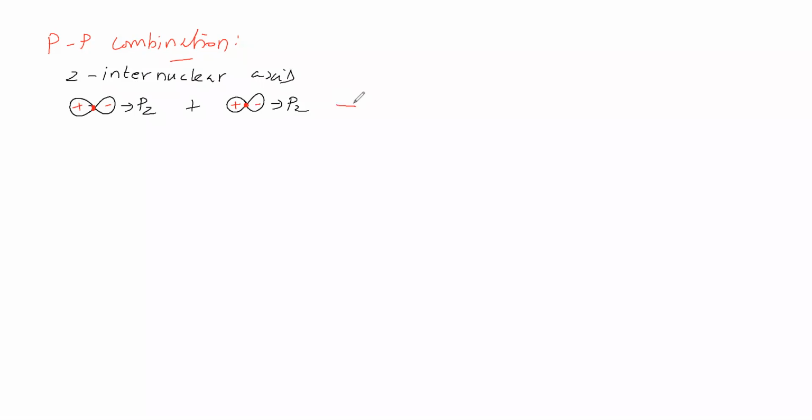Now these two atomic orbitals undergo linear combination. So what is the possibility? One is addition overlap. This p orbital goes for addition overlap with another p atomic orbital, so two p atomic orbitals undergo addition overlap. Here addition overlap is possible. What is the next possibility? Subtraction overlap.